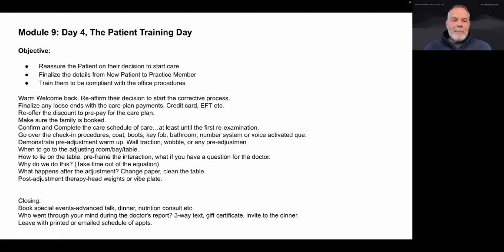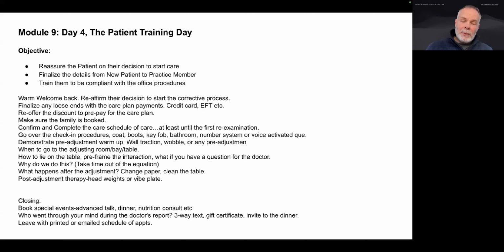And there's a reason for that, because once they're activated in the system, or if they pick a number in the system, whether you use a number system or whether your computer uses the voice activated queue system, we would want to make sure that they're ready when their name gets called or when their number comes up, to be ready to go to that adjusting area. So we would talk to them all about those procedures on day 4 as well.